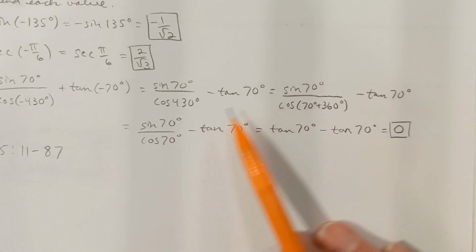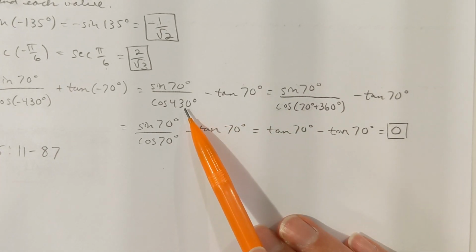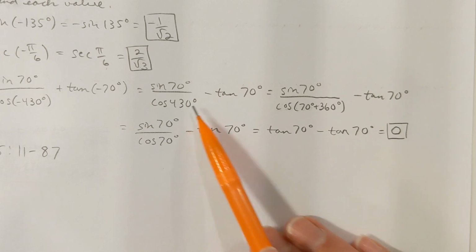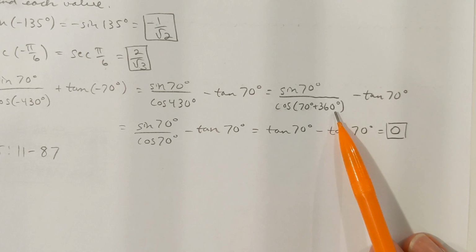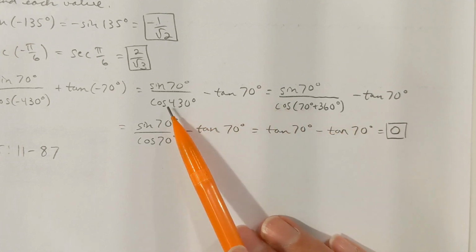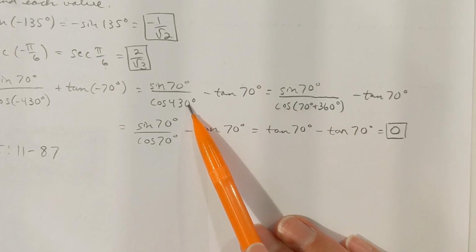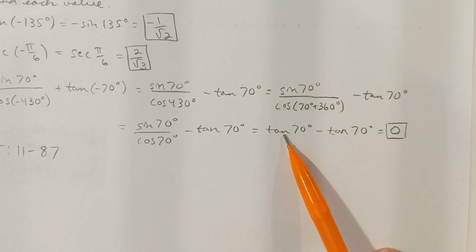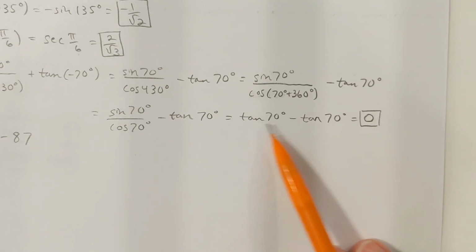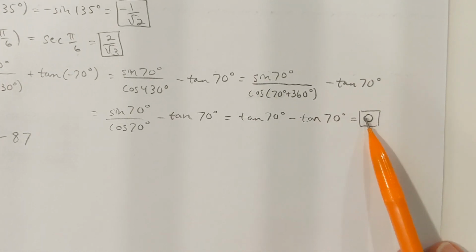I also want to use the periodic factor, right? So 430 degrees would be the same as 70 degrees plus 360 degrees. The cosine function is a periodic function of period 2 pi radians, or 360 degrees. So cosine of 430 degrees would be the same number that you would get for cosine of 70 degrees. Sine of 70 degrees over cosine of 70 degrees is tangent of 70 degrees. You're subtracting tangent of 70 degrees, so the answer there would be 0.